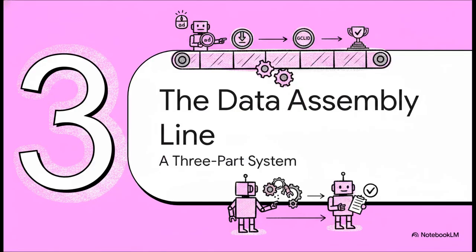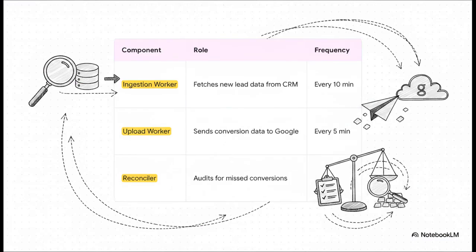Now, to get our little GCLID from the starting point, the click, all the way to the finish line, the conversion, you need a machine. Not a physical one with gears and sprockets, but a digital assembly line. And this one's made of 3 independent workers, each one with a very, very specific job to do. So here's the really cool part. These 3 workers, they don't even talk to each other.